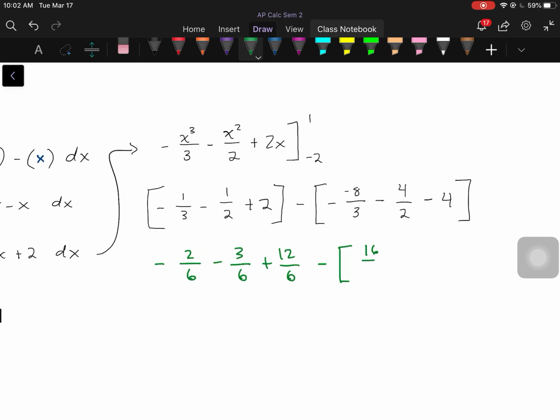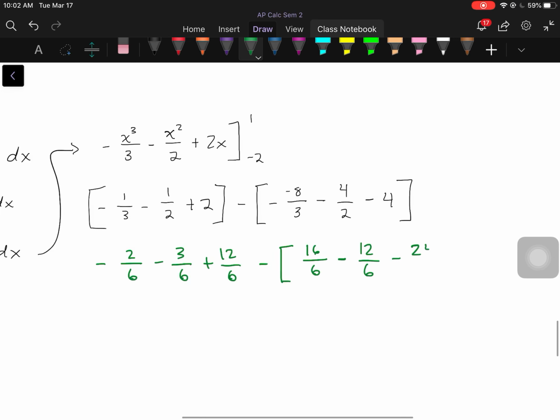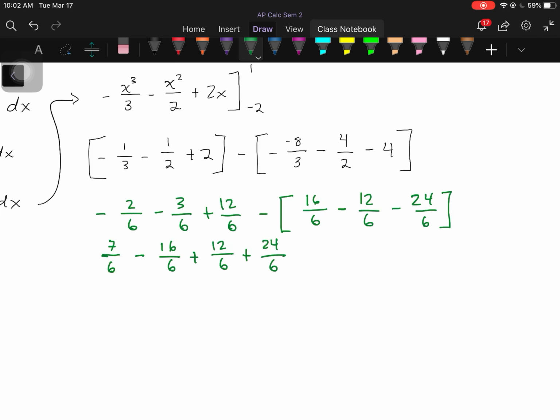So that's 8 over 3, so times 2 is 16 over 6. And then we have a 12 over 6. And then, oh boy, 24 over 6. Distribute that negative sign, and let's combine some of these. Negative 2 minus 3 is negative 5 plus 12, and so that's going to be 7 over 6. And then minus, distribute that negative sign, and I get negative 16 over 6, plus 12 over 6, and then plus 24 over 6.